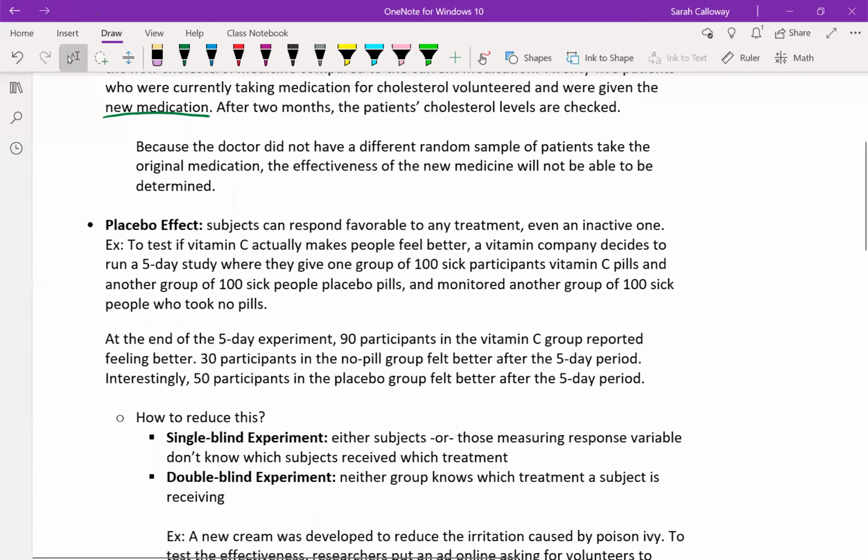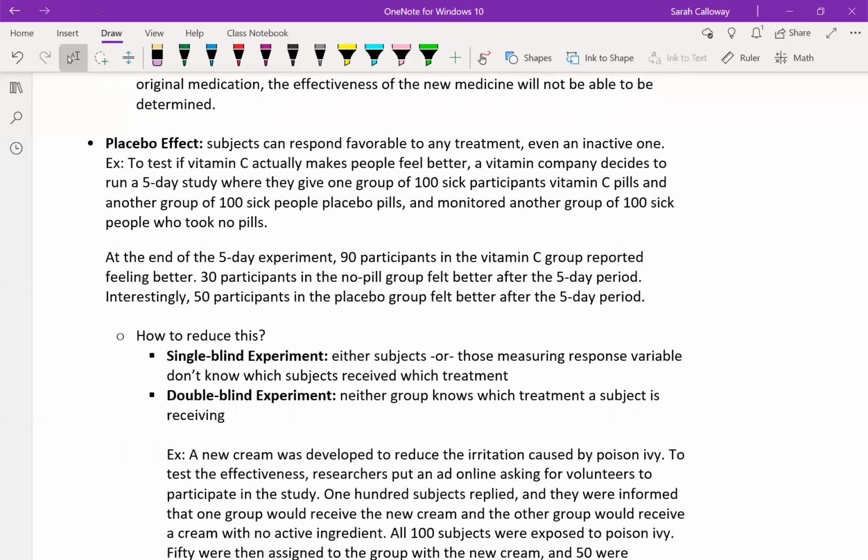One thing that's important to know about experiments is the placebo effect. The placebo effect is when subjects can respond favorably to any treatment, even an inactive one. For example, to test if vitamin C actually makes people feel better, a vitamin company decides to run a 5-day study where they give one group of 100 sick patients vitamin C pills, another group of 100 sick people placebo pills, and monitored another group of 100 sick people who took no pills. So we have 3 different groups: vitamin C pills, placebo pills, and no pills.